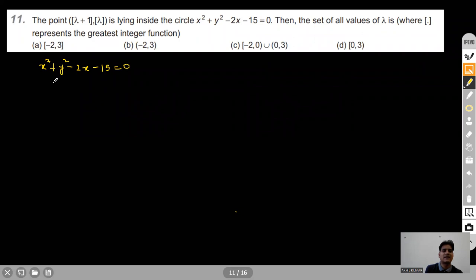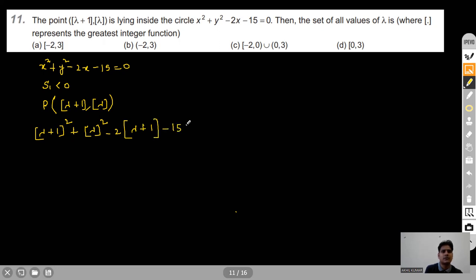Since this point lies inside the circle, S1 must be less than 0. What is S1? S1 is nothing but we put the coordinates of that point in the equation of the circle. Let me assume this as P, whose coordinates are given as greatest integer of lambda plus 1, and greatest integer of lambda. These are the x and y coordinates. So let me put it in the equation of the circle. We will get greatest integer of lambda plus 1 whole square plus greatest integer of lambda square minus 2 times greatest integer of lambda plus 1 minus 15 is equal to 0. Suppose for a greatest integer of a plus 1, we can write it as greatest integer of a, plus 1. So note it down.